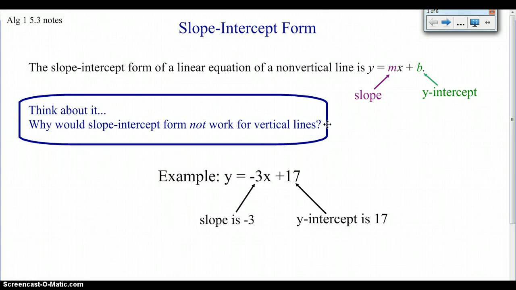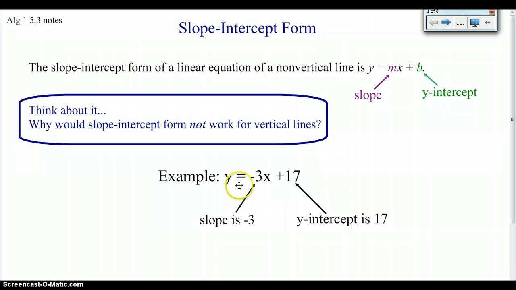So slope-intercept form is always written as y equals mx plus b, where m represents the slope and b represents the y-intercept. We're going to use this throughout the lesson today. It's something you definitely need to learn.